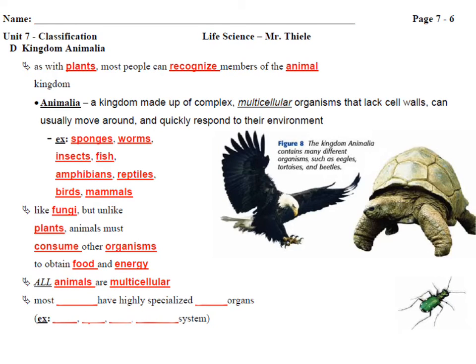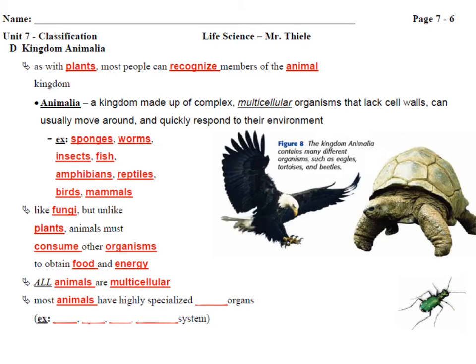So all animals are multicellular. This is similar to plants. Kingdom Plantae contains the plants. They're all multicellular, all of them. And likewise, for the kingdom Animalia, all animals are multicellular. There is no single-celled animal.